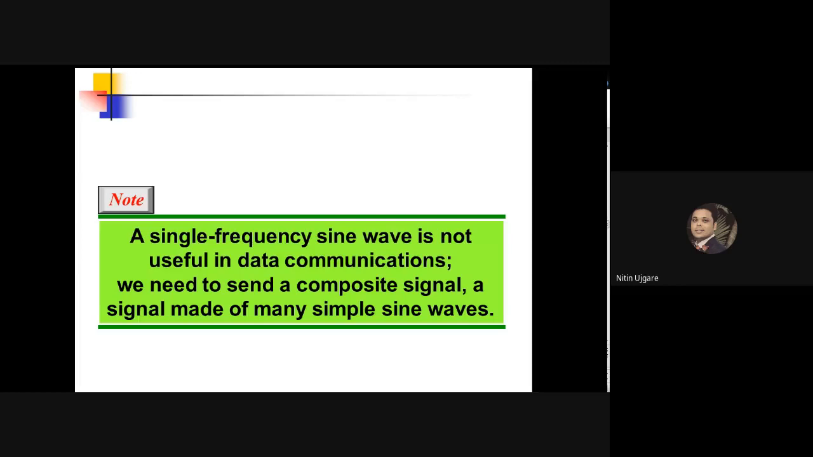But usually in data communication, that is a part of data communication, because what we are doing is carrying the electric signal and some applications. But specifically, if we talk in the context of data communication, we need to send a composite signal, a signal which is made up of many simple sine waves, or which is a combination of multiple sine waves. Such signals are usually preferred in data communication. I already mentioned this in yesterday's session.